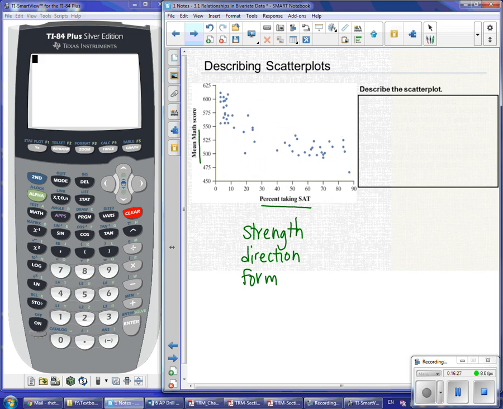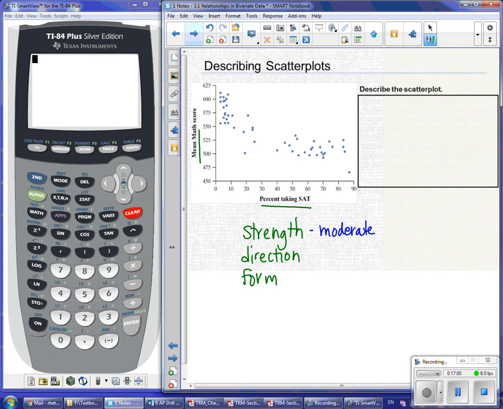If we want to look at the whole group, in terms of the strength, I can definitely see a trend here. But the points aren't really, really close to a straight line or a curve. They're sort of scattered about, but they're not completely random either. So I would say that this is probably a moderate association. And again, this is subjective here. When we say moderate, you could say it's moderately weak, moderately strong. I don't think it's weak and I don't think it's strong. It's somewhere in the middle.